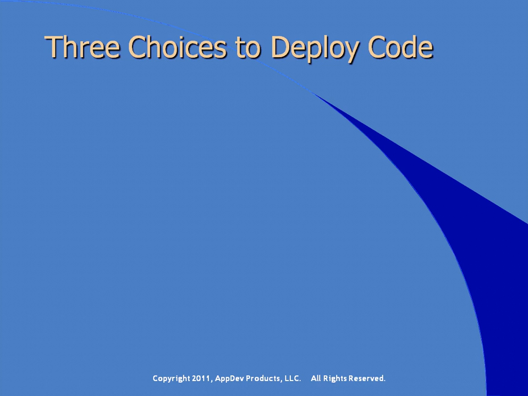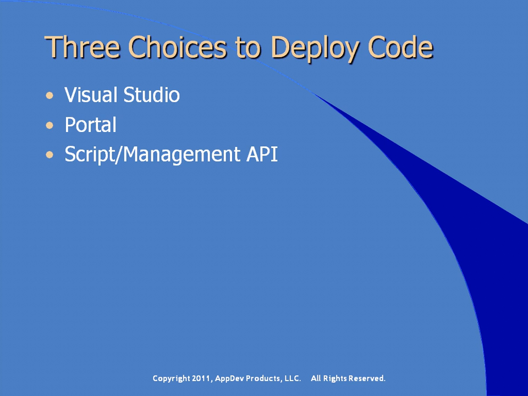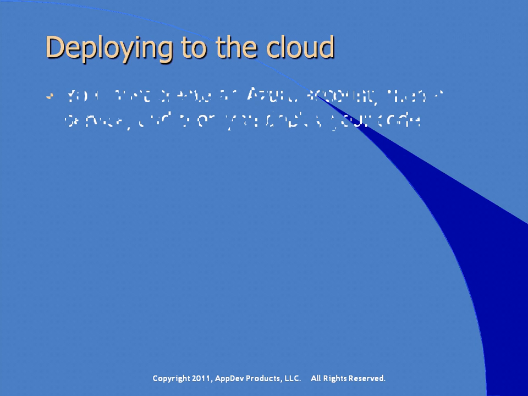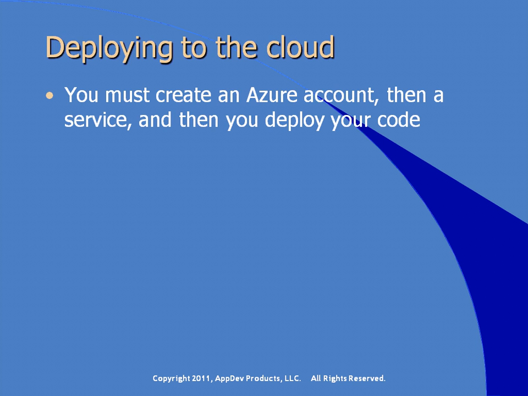Now let's talk about the different ways you can deploy your code to Windows Azure. You can use Visual Studio, you can use the portal, or you can script your deployment and use the Management API to deploy your code and your application to Windows Azure. When deploying to the cloud, you must first create an Azure account, then a service, and then deploy your code.